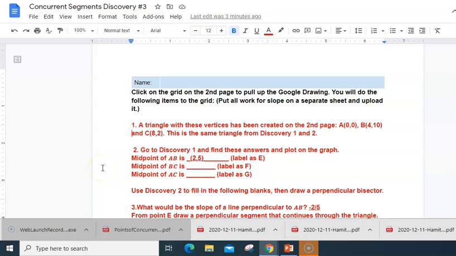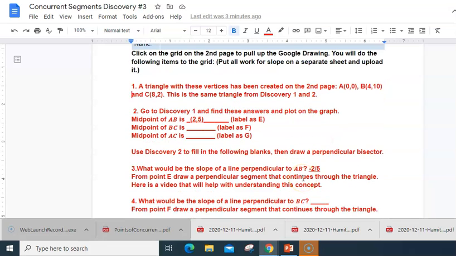If you're working on Discovery 3 now, it tells you to refer back to Discovery 1 and 2 and to go find those answers for certain things so that you do not have to redo those problems. So I did not fill in all those answers because I want you to go back and find them.